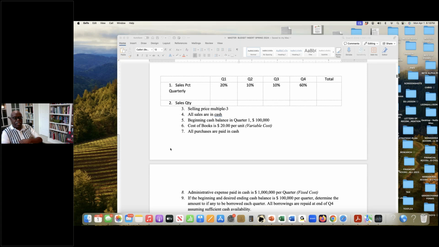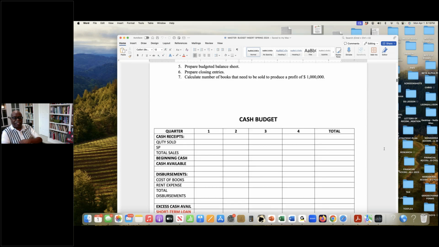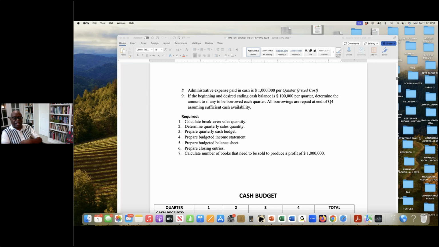So let's see if we can calculate the break-even quantity. The quantity I got was 25,000. How did you get 25,000? Since it said the administrative expense was 1 million, I did the 1 million divided by 40, and that's my CM. My CM was from my selling price, which was 60, because I did 20 times 3.